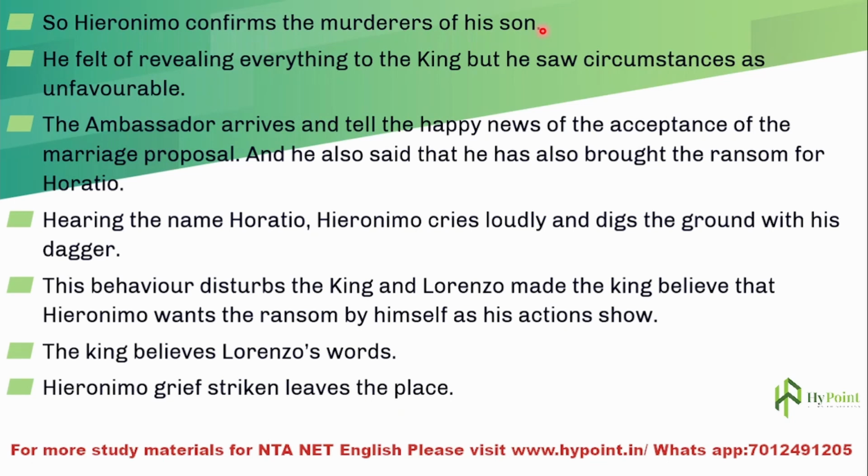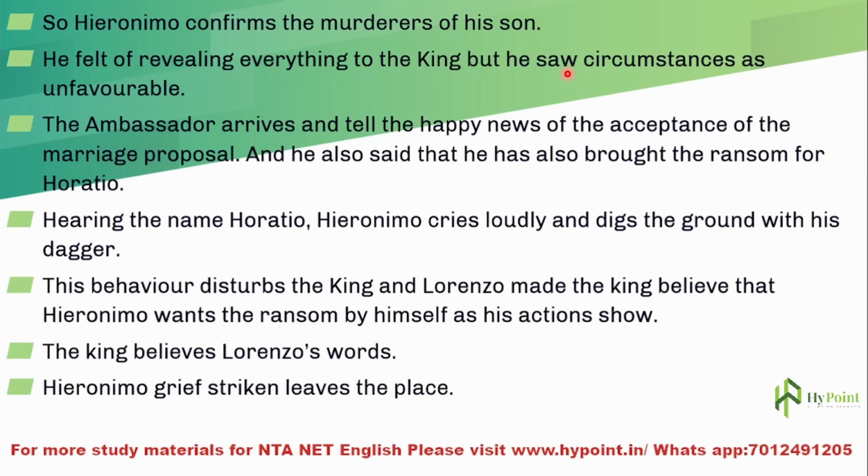So from the information of both letters, the letter from Belimperia and the letter written by Pedrigano, he confirms that Lorenzo and Balthazar are the murderers of his son. He felt like revealing everything to the king, but he saw the circumstances as unfavorable. So he thought of revealing that Lorenzo and Balthazar are the murderers of his son Horatio. He felt like revealing everything to the king.